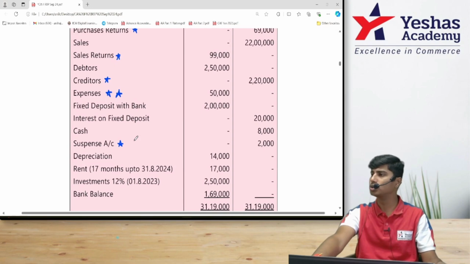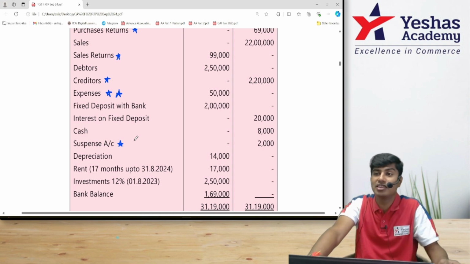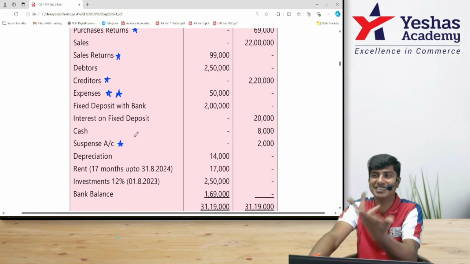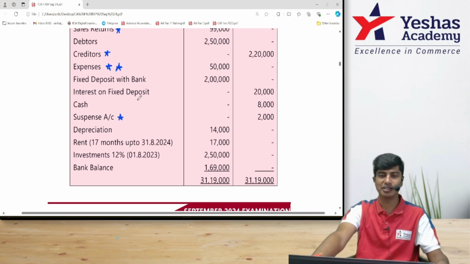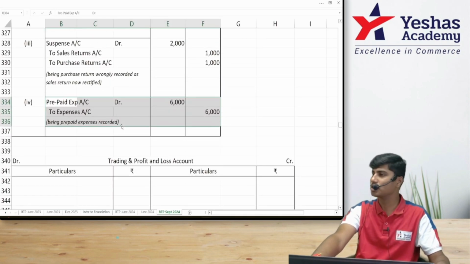What will you do if there are 2 stars? We'll do 2 adjustments. With 3 stars, 4 stars, 5 stars, you should do 5 adjustments. So, understood? Now we are ready.